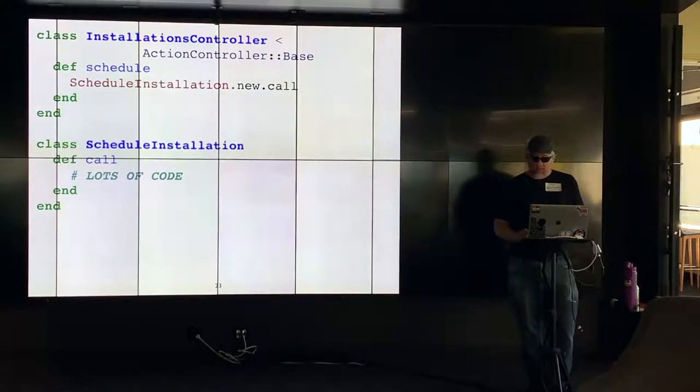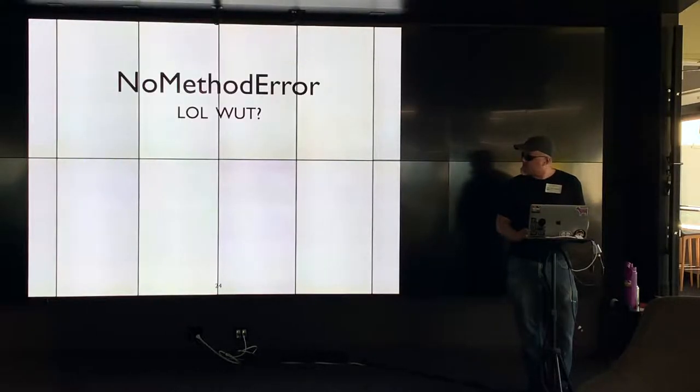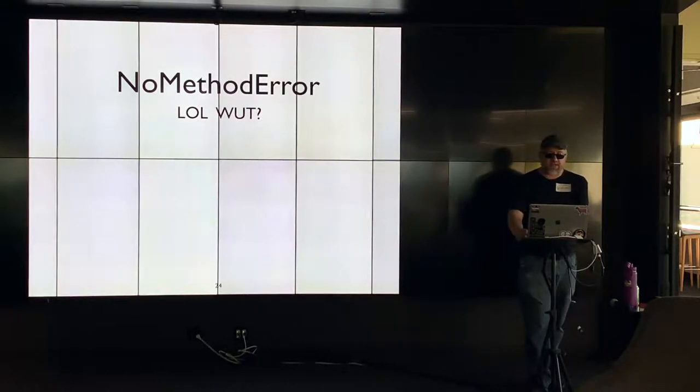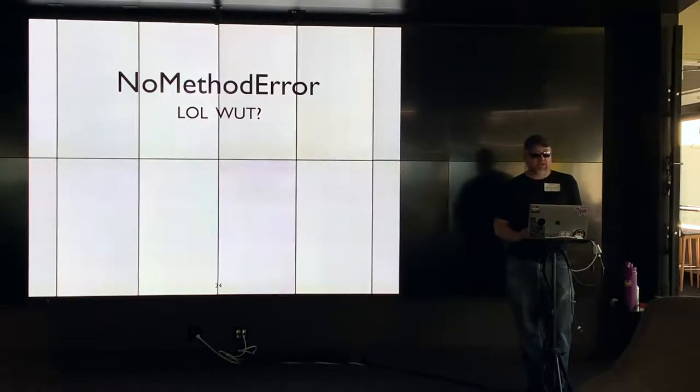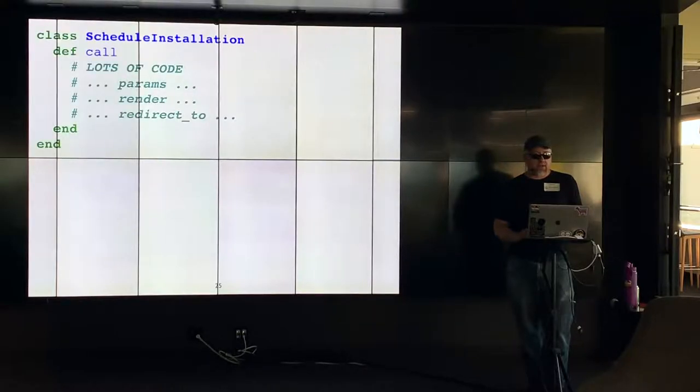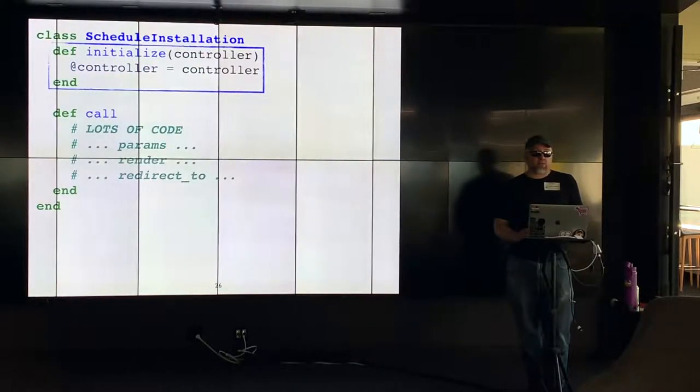And everything explodes. Every single one of the tests raises a no method error because the code that I just moved out of the controller sends a bunch of messages to self, things like params and render and redirect to. So now I have to pass the controller into the service object, or the method object, excuse me, so that I can send those messages to it instead of to self, which is now a different object.